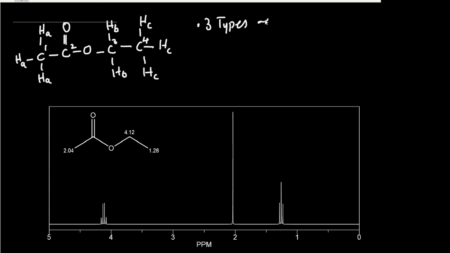Three types of protons mean three signals. So this is 1, 2, 3. So there are only three signals appearing in the spectrum. So next is the splitting. We will look at the splitting.